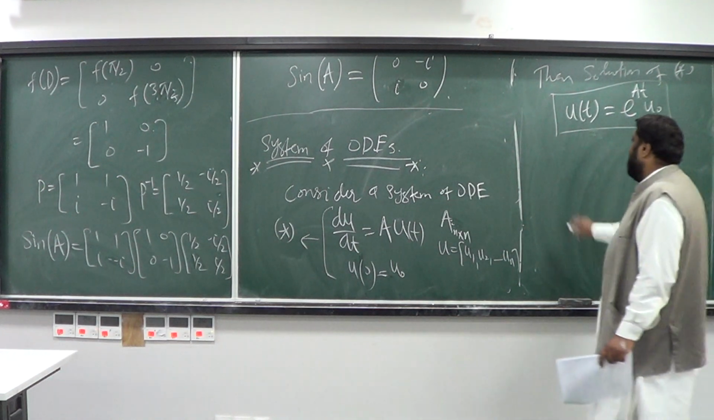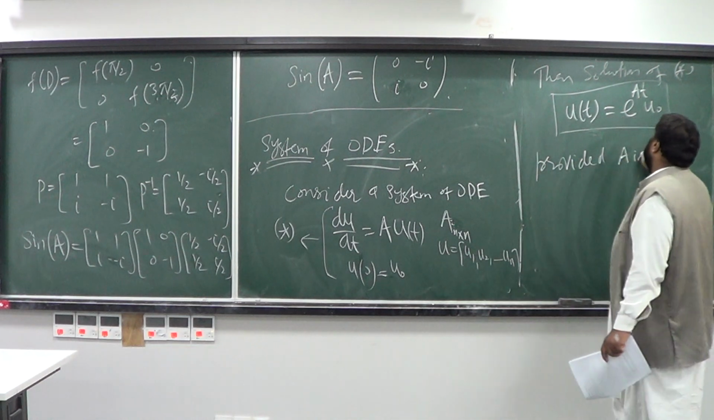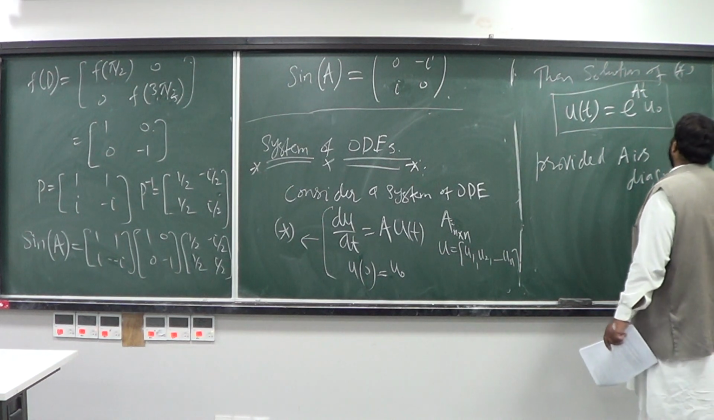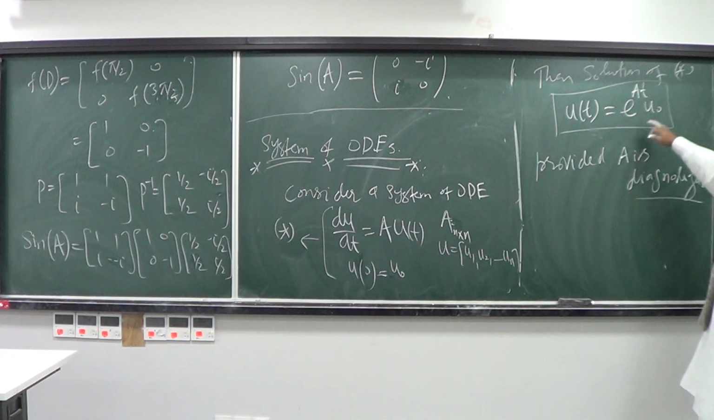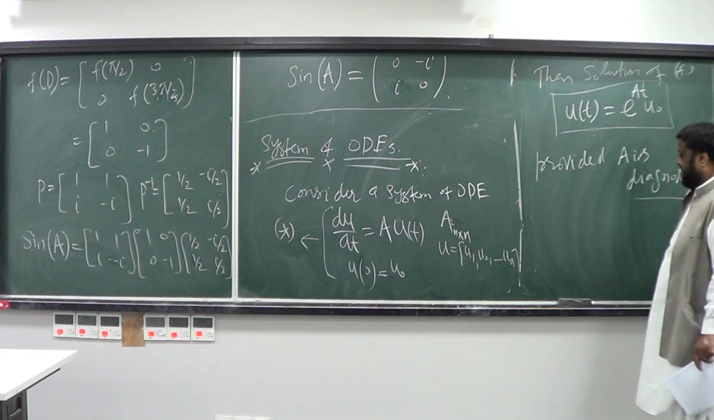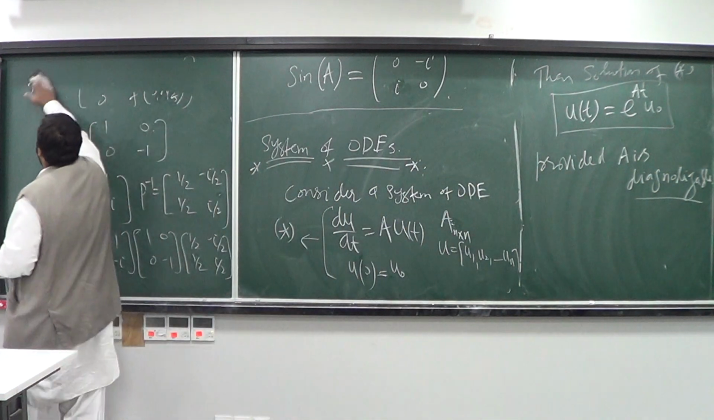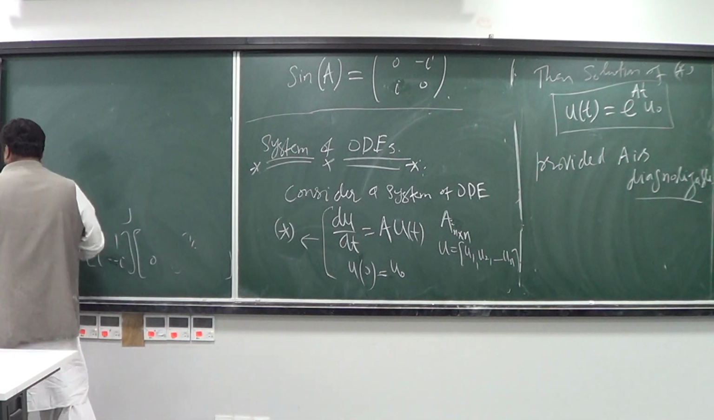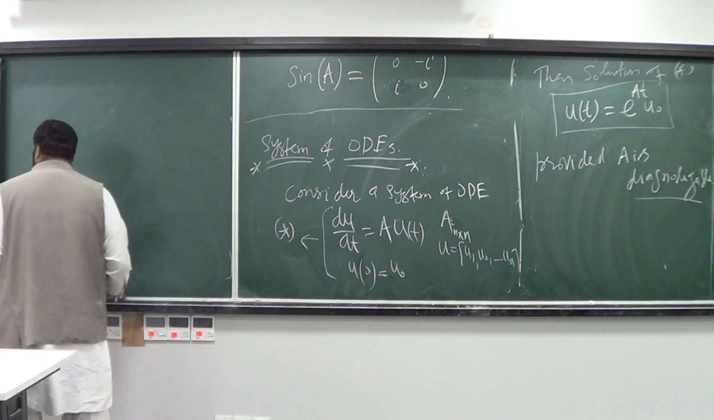But this theory will work provided A is diagonalizable actually. Okay? A is diagonalizable. If A is diagonalizable and you have such a system, you can find its solution by computing the matrix e to the tA and multiplying it with u naught. So let me do one example based on it, and you can see how interesting this works.